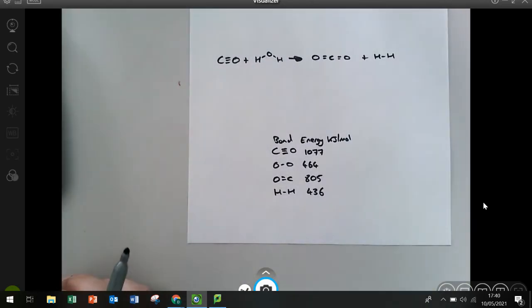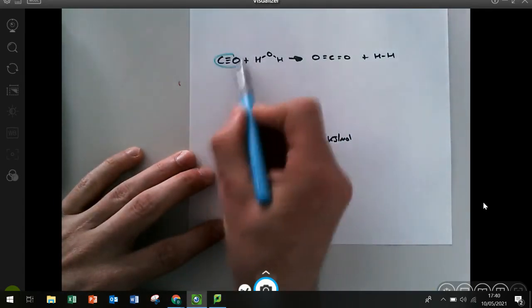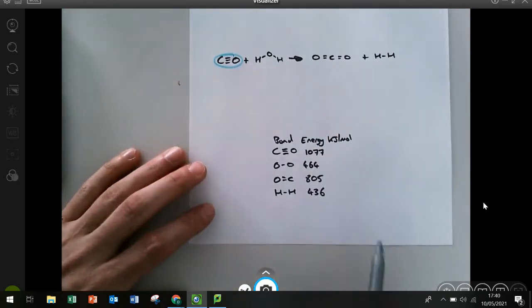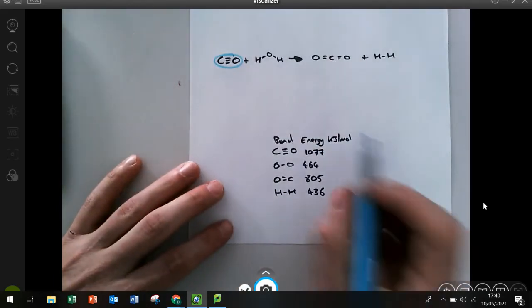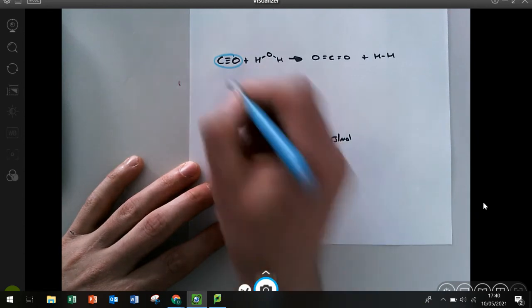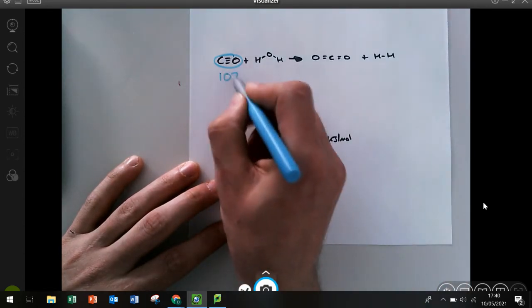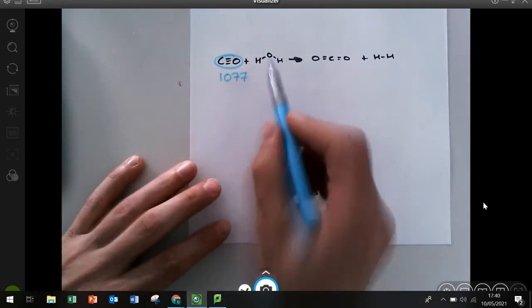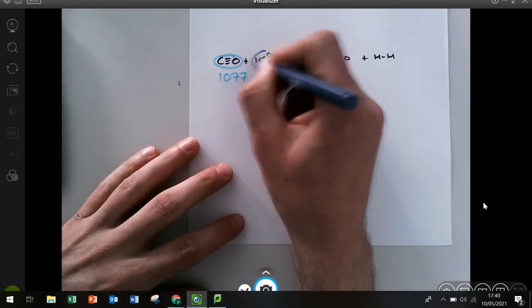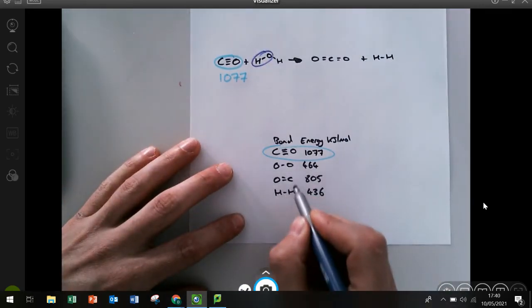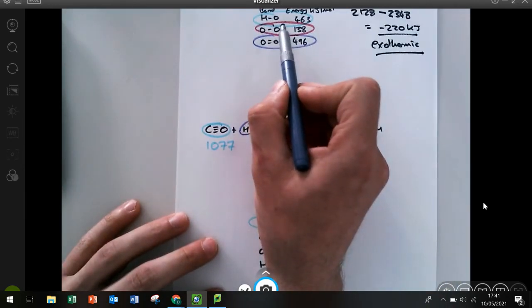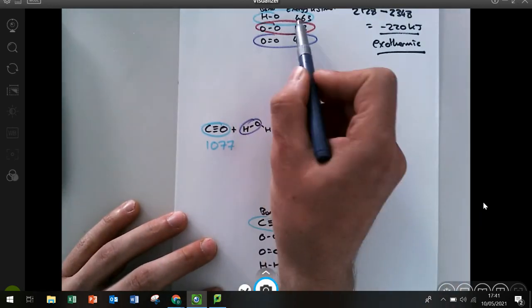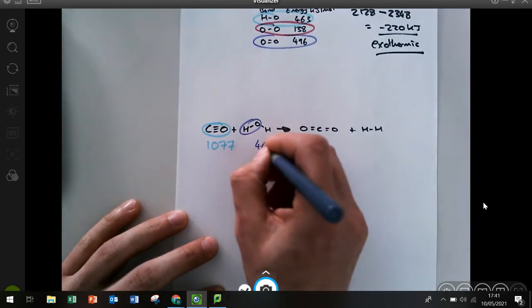Pause the video now and try this question. So start over here. This has got a triple bond now. So something you haven't seen before, but it doesn't matter. It's no more complicated. It still has a value, 1077. We've got OH, which is, oh, I haven't put an OH, but never mind. You hopefully remember from the previous example, 463.